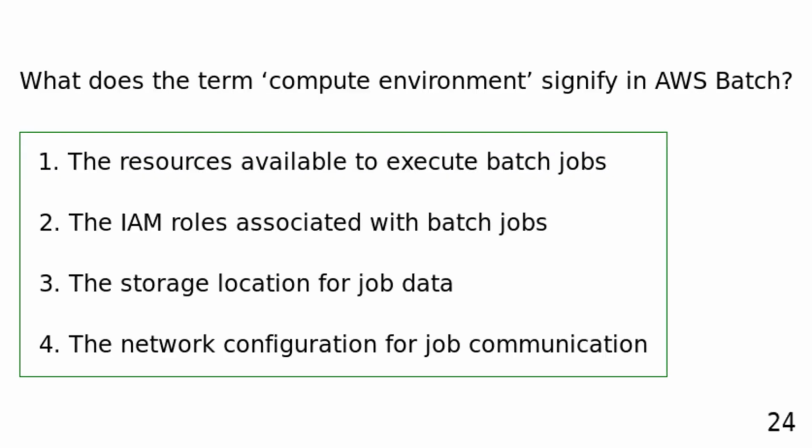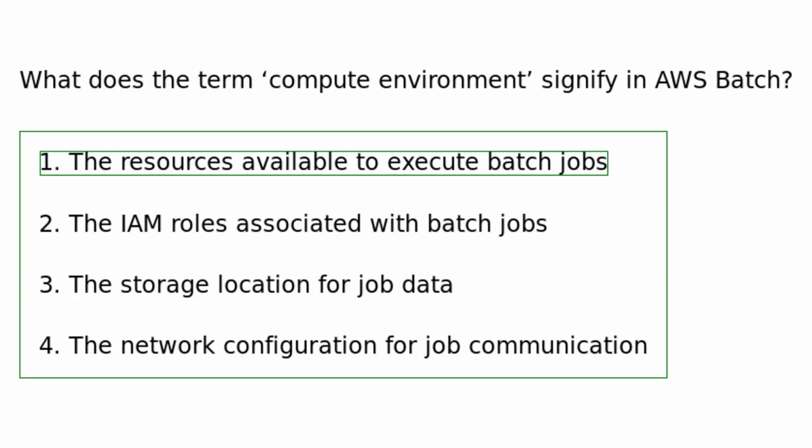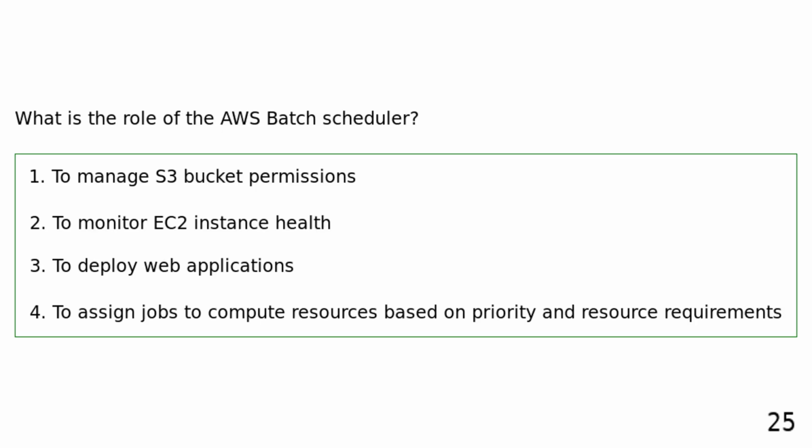What does the term compute environment signify in AWS Batch? The resources available to execute batch jobs. The IAM roles associated with batch jobs. The storage location for job data. The network configuration for job communication. In AWS Batch, a compute environment defines the compute resources that are available to run batch jobs, including EC2 instance types and scaling settings. What is the role of the AWS Batch scheduler?